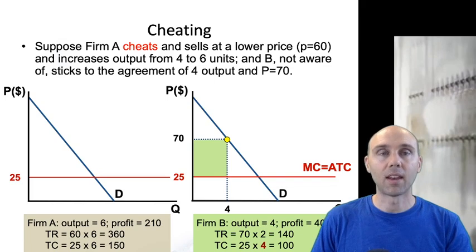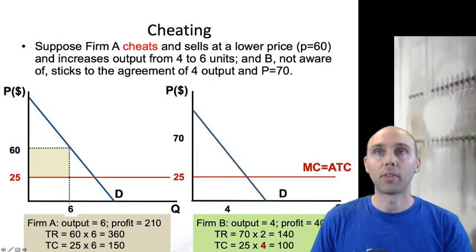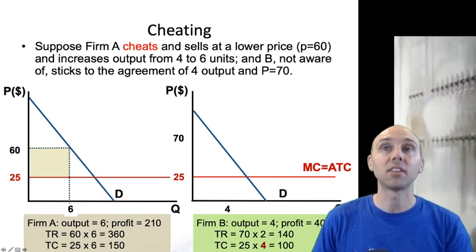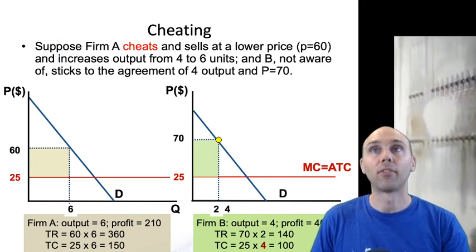This is going to be an increase in profit by reducing to 60 and now selling 6. Now at a price of 60, the demand curve that firm B now faces is actually moved in more, which means that selling at 70, only 2 will be able to be sold now when we consider the market demand. And that's because the demand curve that firm B faces depends on the actions of firm A. So that's going to lead to a much lower profit for firm B.